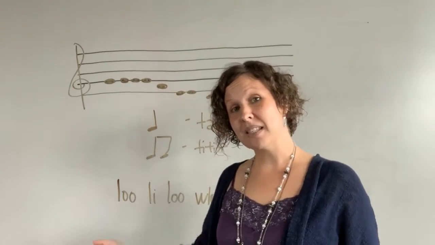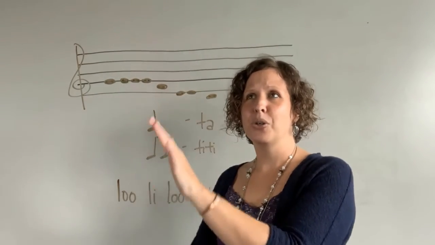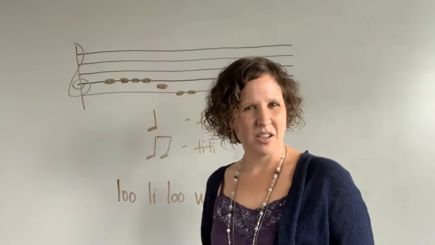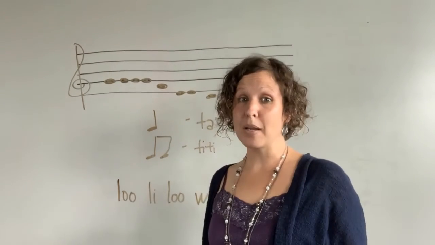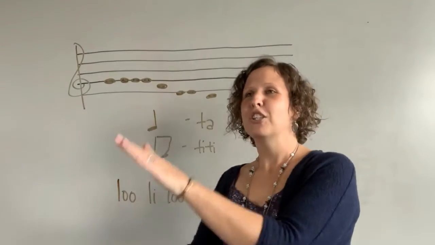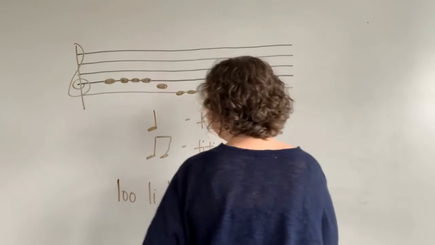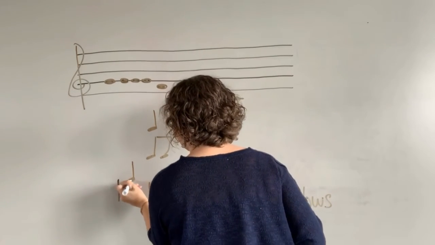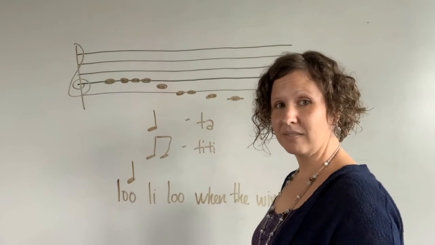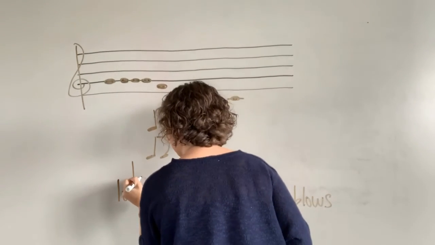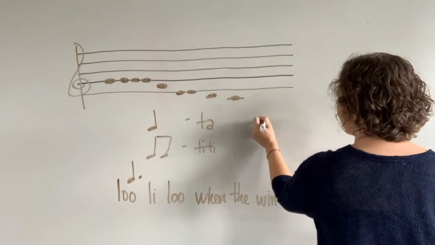But is it 2 beats long? If it's 2 beats long, this one would come on the second beat. Lu, li. Is that on the beat? No, it's not. Lu is longer than 1 beat, but shorter than 2 beats. What ends up happening is we get a ta. Do you remember that thing that we learned the other day? What do we put on it? Yep, a little dot.